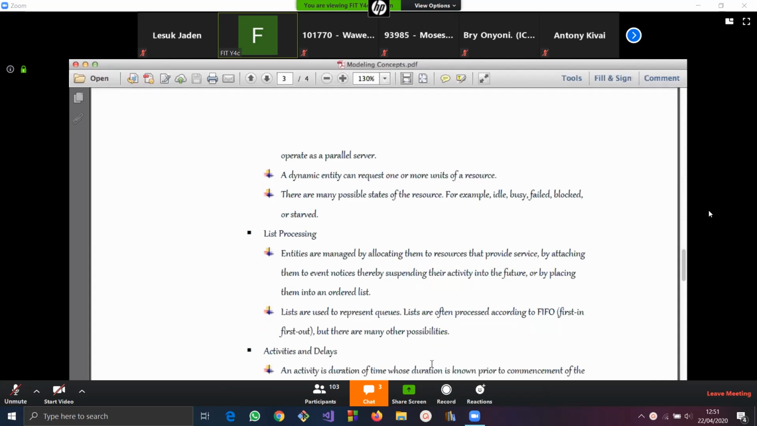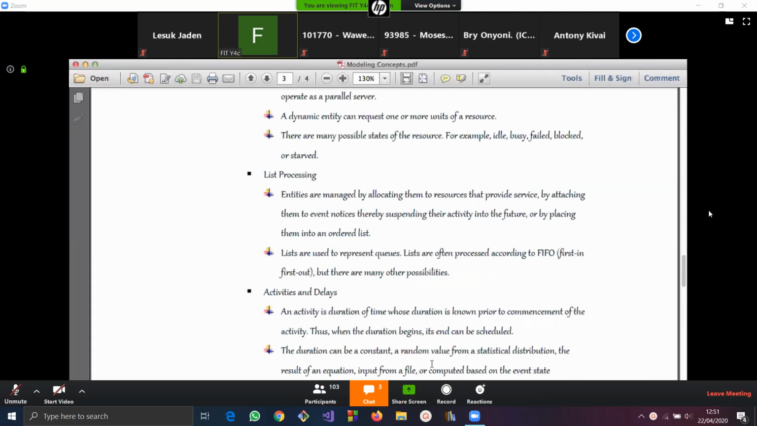Other aspects of the state are what we call activities and delays. An activity is a duration of time, when the duration is known prior to commencement of the activity. Thus, when the duration begins, its end can be scheduled. So what an activity is in the context of system modeling is that to which we can allocate time, that which is associated with time.